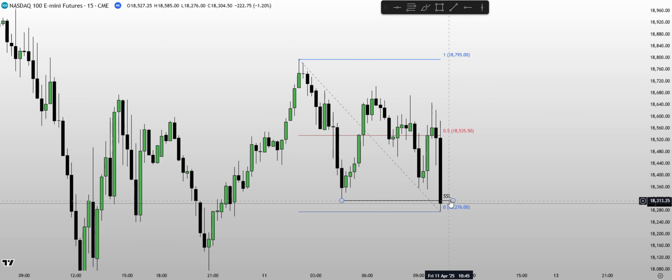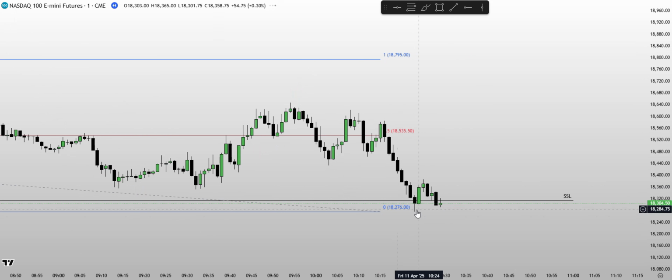And so an optimal long would be in this lower half. And there is reason for price to go to the upside. We have clear liquidity to the upside. We're in that AM session. Price can definitely make a move to the upside.